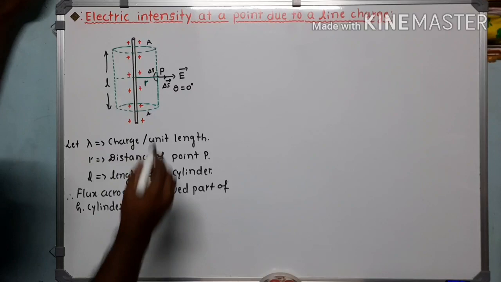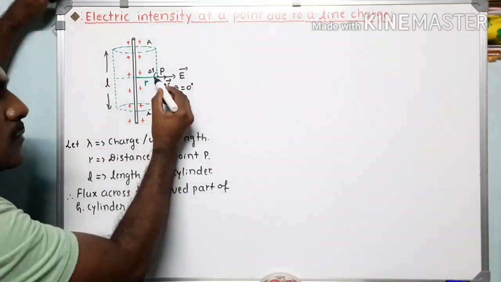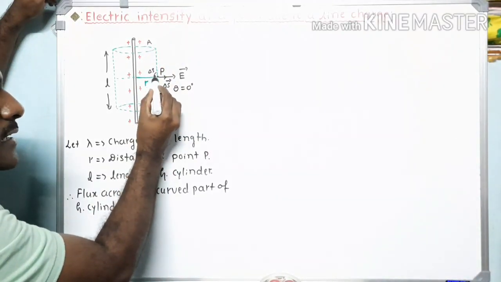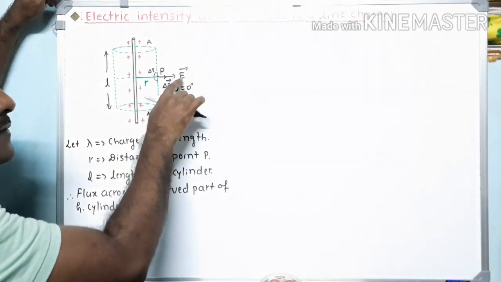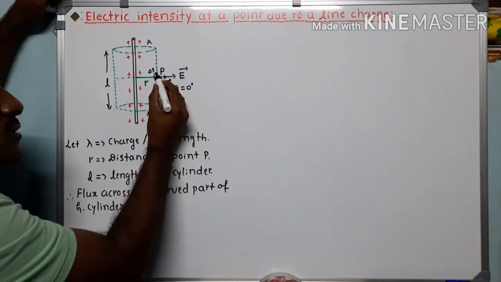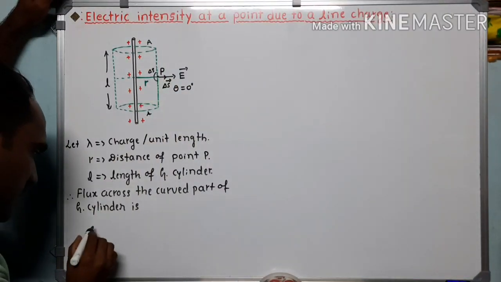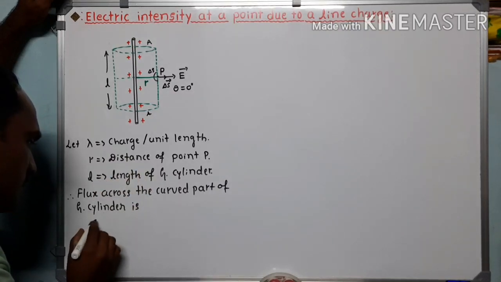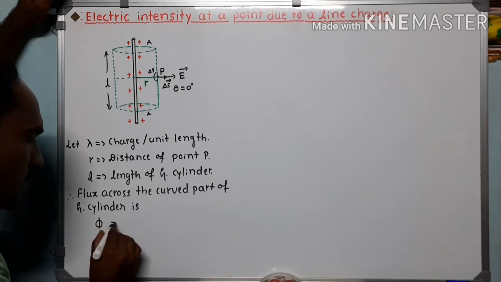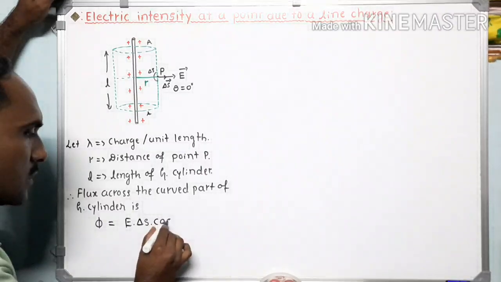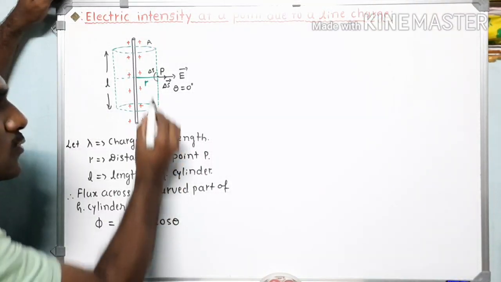degree. See here, I have considered a small area in that curved part. In this curved surface I have considered a small area, that is delta S. Its area vector is perpendicular to that surface. The electric field and area vector are both acting along the same direction, hence theta becomes 0 degree. Now, what is the flux across this delta S? That is flux across delta S, that is equal to E into delta S into cos theta. This is the flux through delta S only.